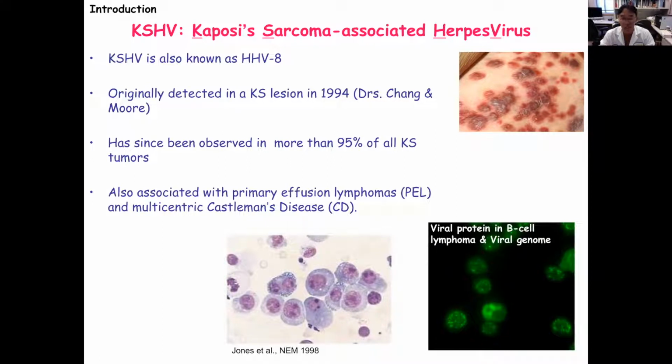This virus is also associated with another B-cell lymphoma, primary effusion lymphoma, which you can see here. When looking at a viral protein called the RANA protein, you can identify where the viral genome is located. This green dot is where the virus genome is located.